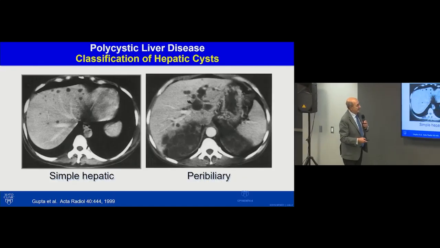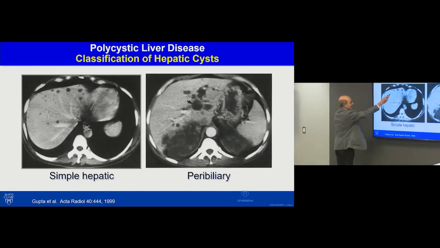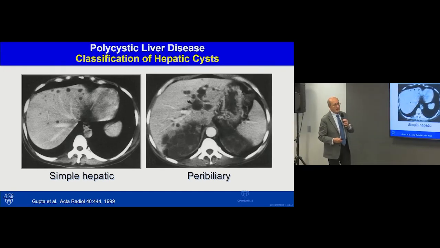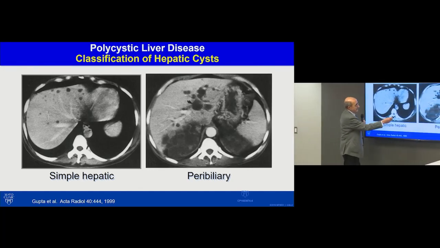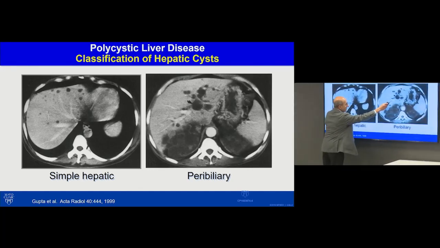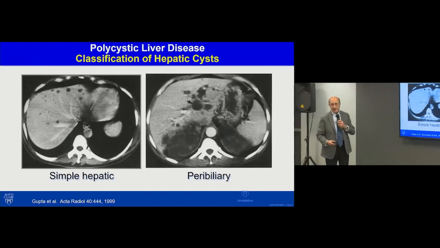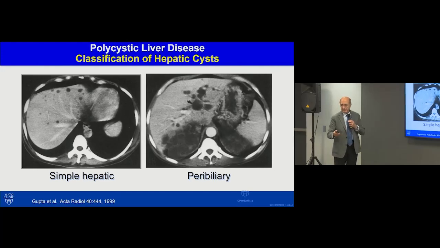So these are examples of the cysts that are derived from the biliary microhamartomas that are separate from the bile ducts. And these are the cysts that are closely associated with the bile ducts and that derive from the peribiliary glands. Sometimes they can look like a string of beads.